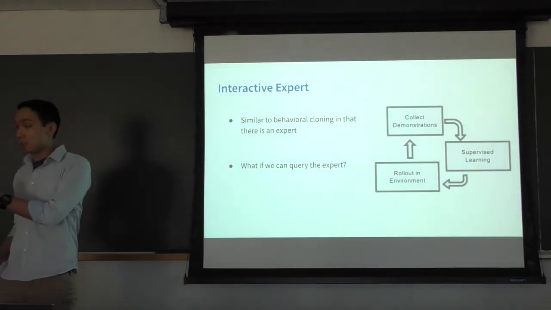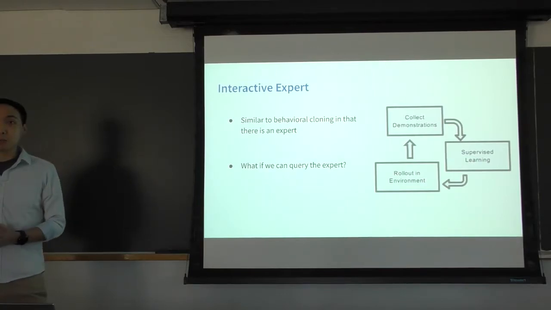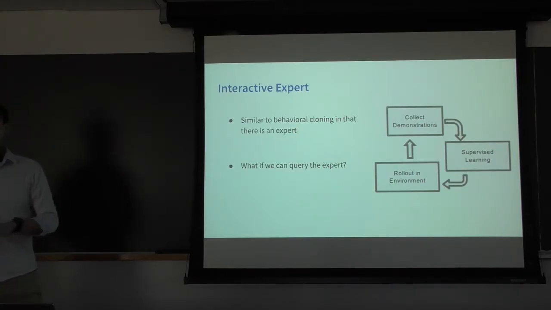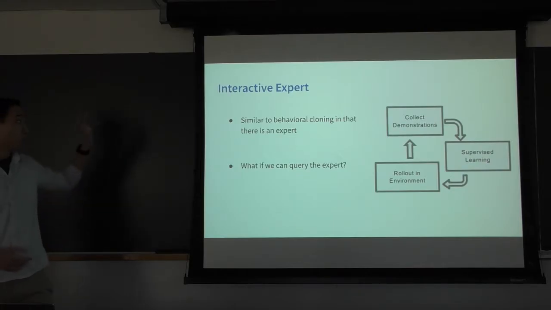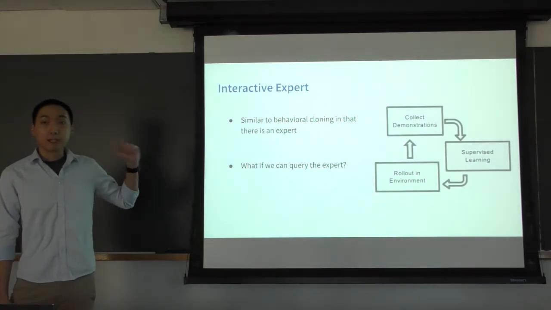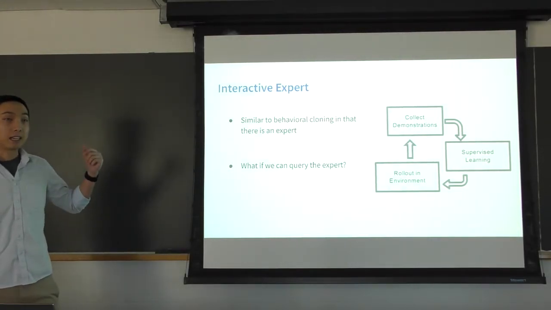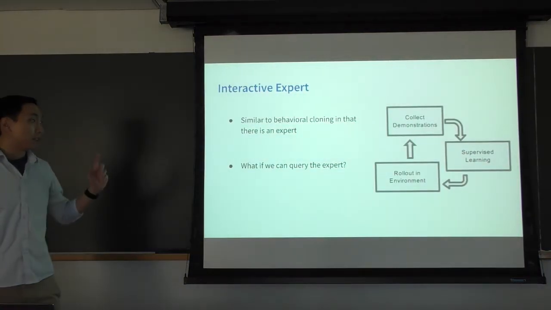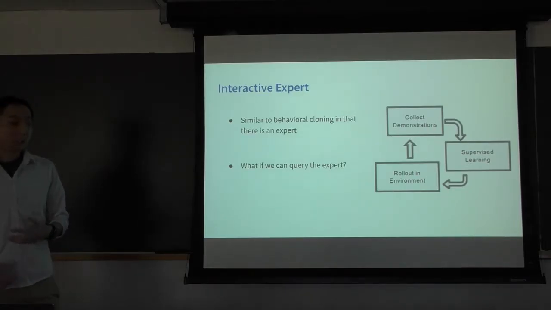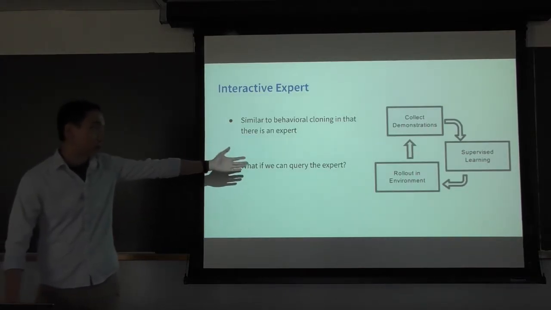As Huang introduced in the previous slides, if you have a car and you accidentally deviate slightly off the road, you might not be able to correct that in the behavioral cloning case, because you never entered that state previously. So how can we solve that problem? We're going to introduce the idea of an interactive expert. Similar to behavioral cloning, we use an expert and we look at the action and state mappings. But an additional step is that we collect demonstrations and we ask the expert what it would do in every single state that I encounter in the actual rollout in the environment.